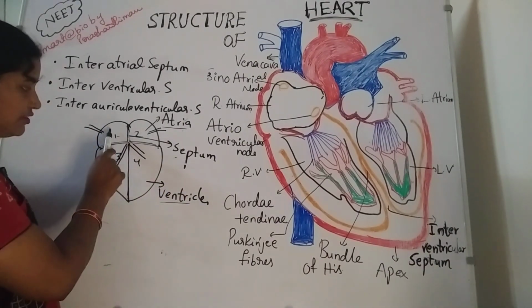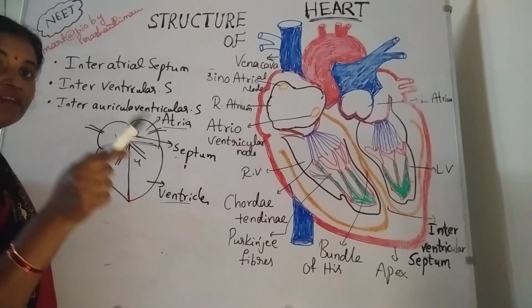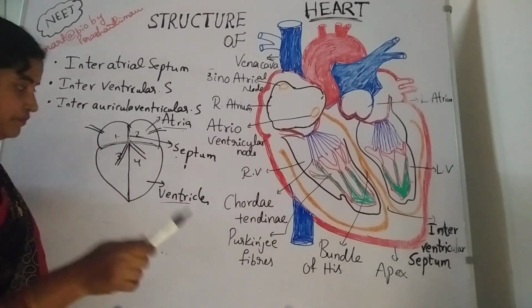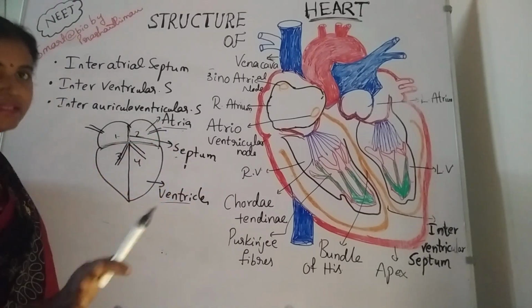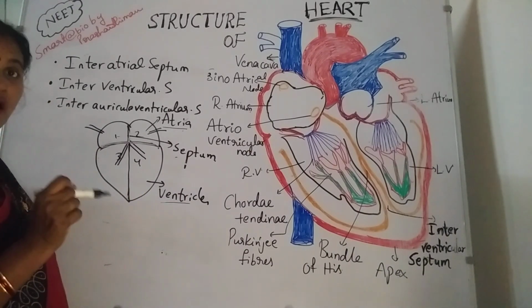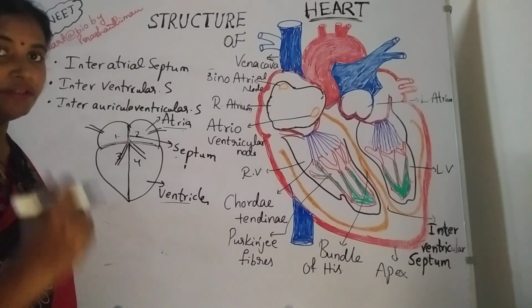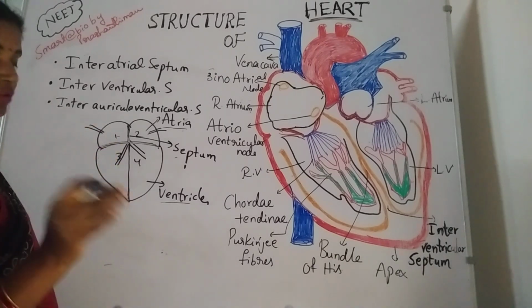If it is separating the right side atrium and ventricle, definitely that will be the right interatrioventricular septum, and the left interatrioventricular septum. Okay, very simple. Based on its location, we are giving the name. And then, how does the blood flow from one chamber to another chamber?